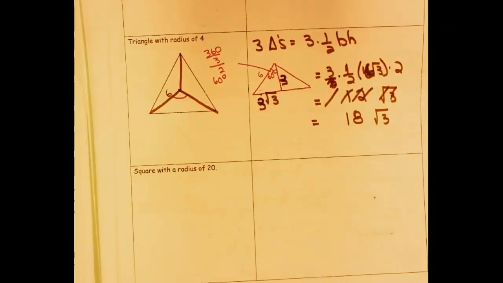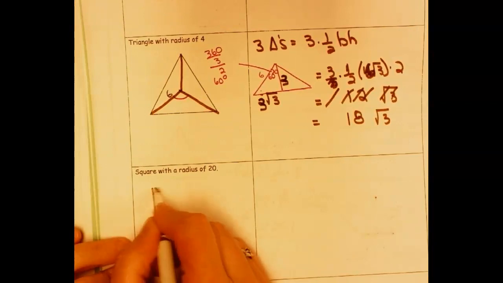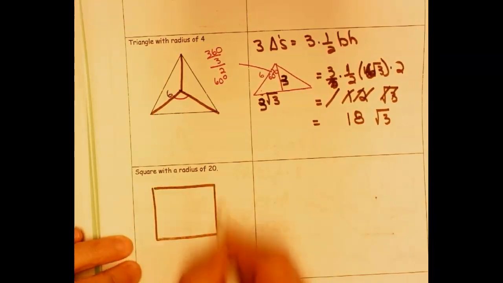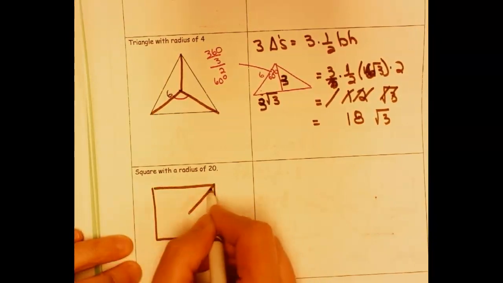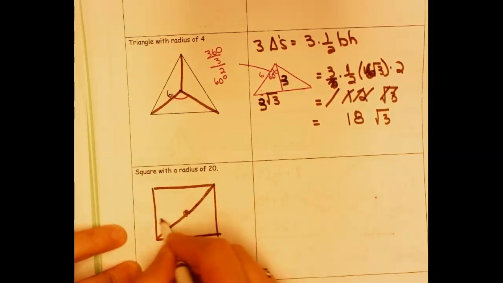Okay, let's move on to the next one. We're starting off with a square. And I've been given a radius of 20.